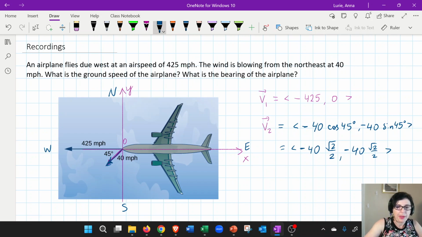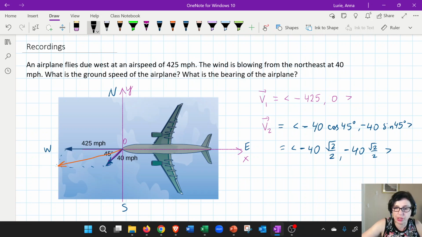Okay, so the next thing is to figure out what the course is going to be. But that's given by the resultant of the sum of these two vectors. If you were to find the resultant based on the parallelogram law, the airplane actually is going to be moving like this. So there will be some difference. It's not going to go straight to the west because of the wind.